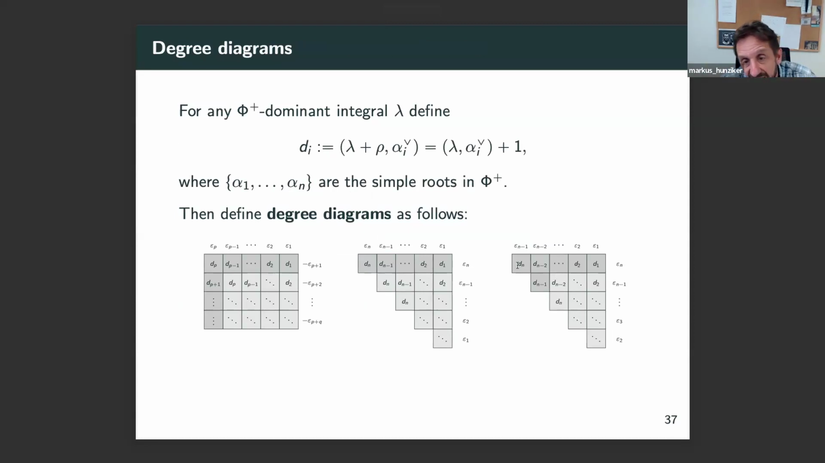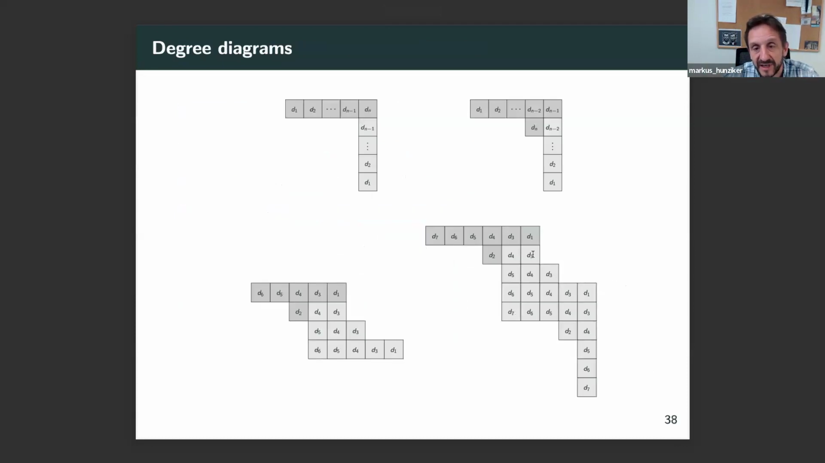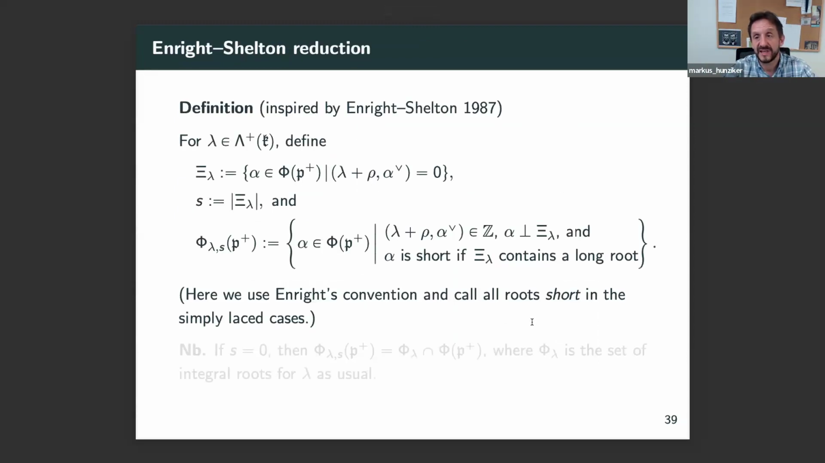And notice that I highlighted some in a little darker color, and you see the Dynkin diagrams embedded into these diagrams. Like here, that would be the Dynkin diagram for E7. So using these diagrams, you can describe resolutions of all finite dimensional representations. But we are, of course, interested in infinite dimensional representations.